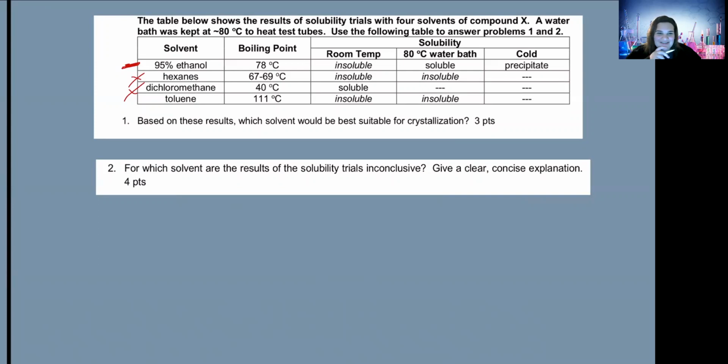Okay. Anyways, the question saying, based on these results, which solvent would be best suitable for crystallization? Well, we answered that already. We looked at the table, 95% ethanol. That's like a win-win situation.